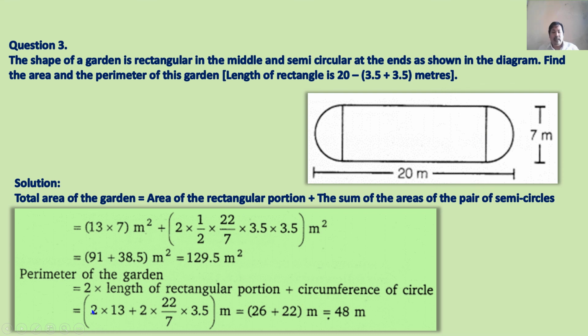So like this, we are getting here 26 plus 22. How is 22 obtained? If you cancel this 7 and 3.5, you will get here 0.5, isn't it? 0.5 into 2 means you will get 1 here. 1 into 22 is 22. Therefore, you get here only 22. And this is 26 here. So 26 plus 22 meters equal to 48 meters is the perimeter of the garden. So this is the answer for question number 3. And let us go to the next question number 4.